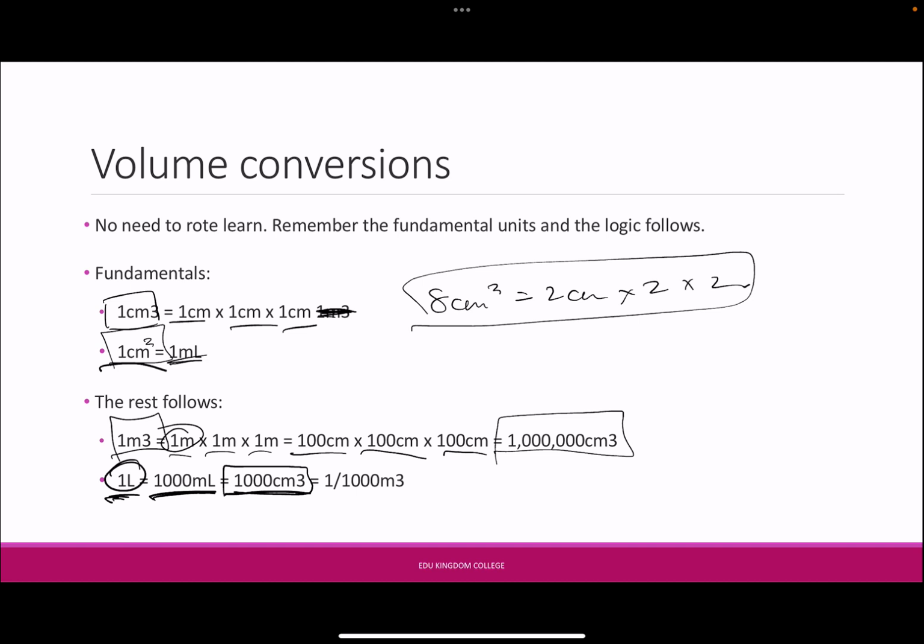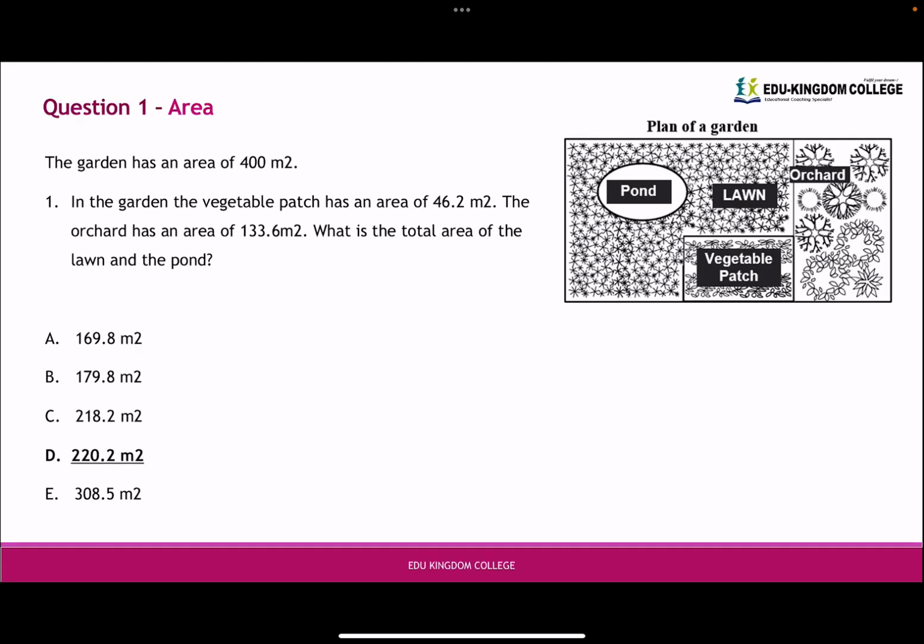A liter in terms of meters cubed: 1 meter cubed is 1 million centimeters cubed. So if a liter is 1,000 centimeters cubed, it's going to be 1,000th of a meter cubed, 1 over 1,000 meters cubed. This is the type of logic that follows, and you should be able to do it even if it's not 1, even if it's like 8 or 0.1. The general logic follows through. Now we're going to apply it to our question straight away.